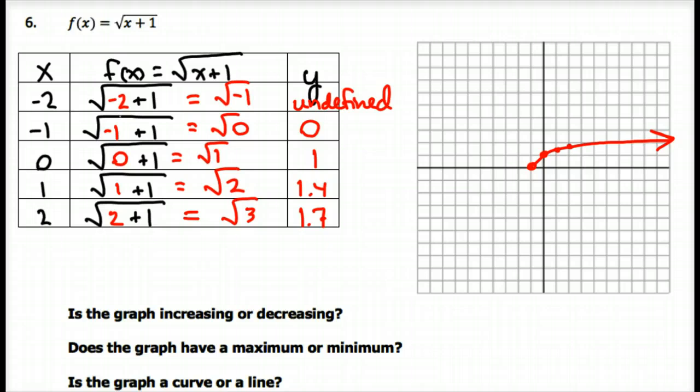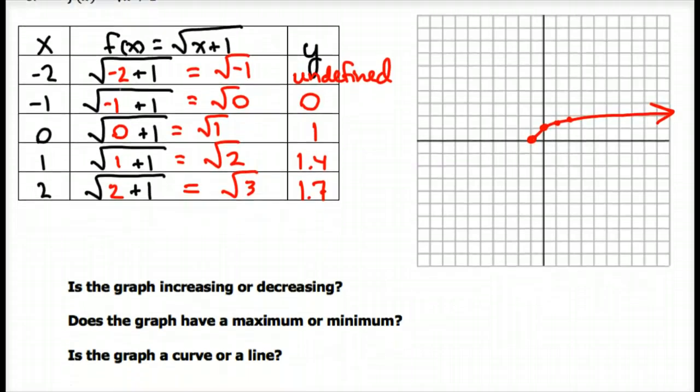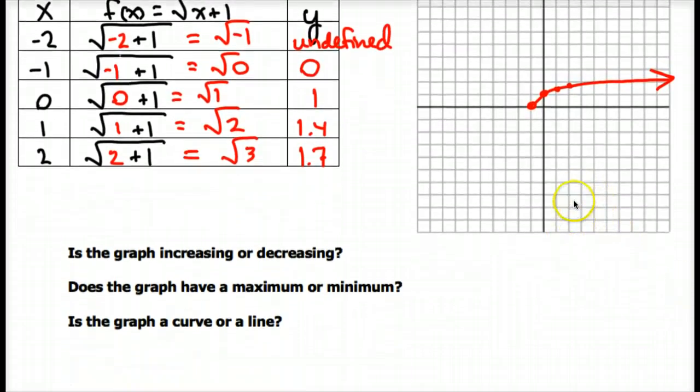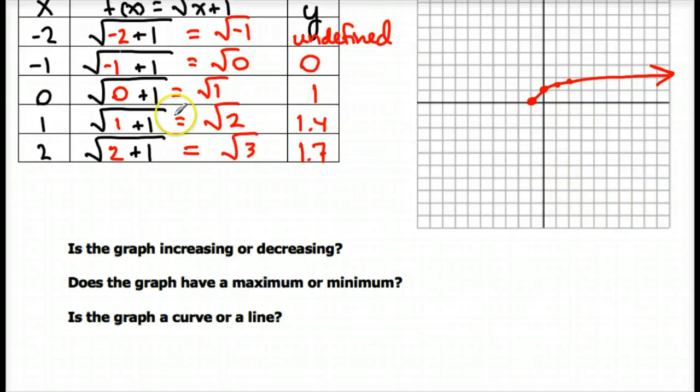Okay, that's a concept we're going to be talking more about over the next couple of years. For right now, again, just trust me on that one. You can't have a point here past -1. So graphs of this type right here, the square root graphs, are going to have starting points.